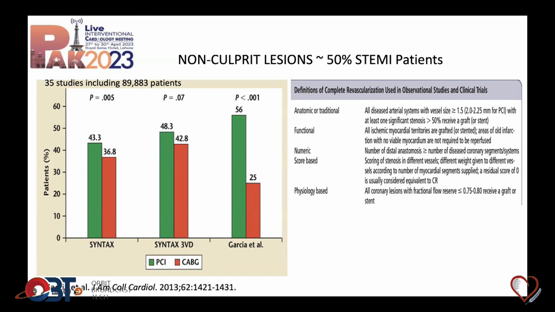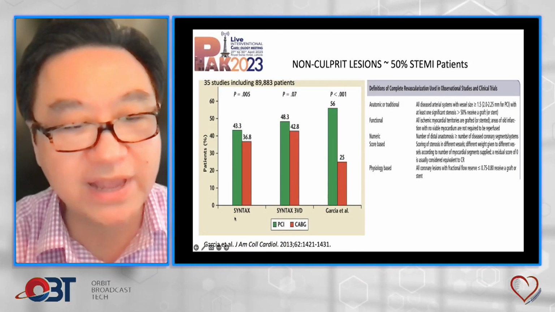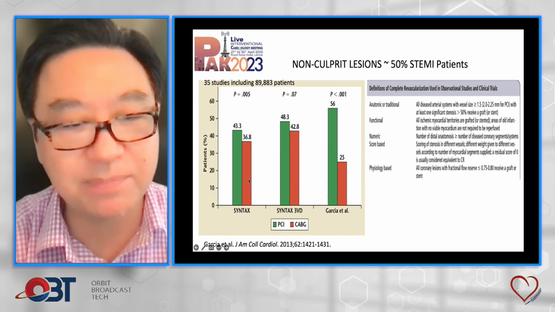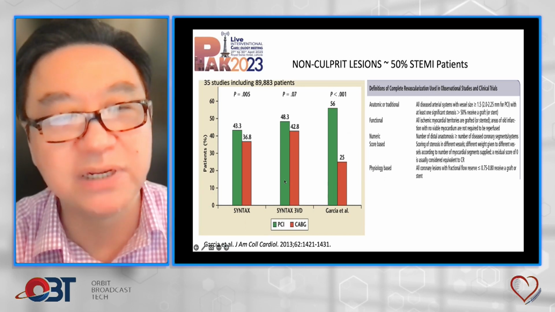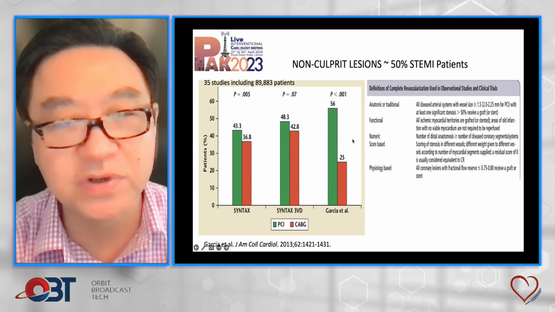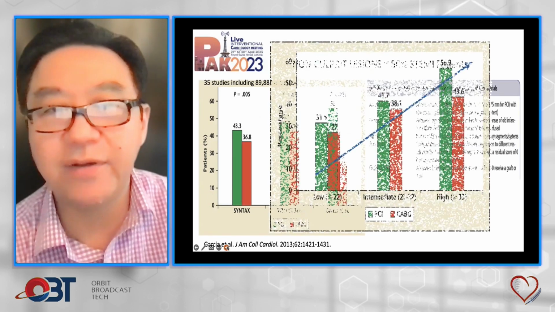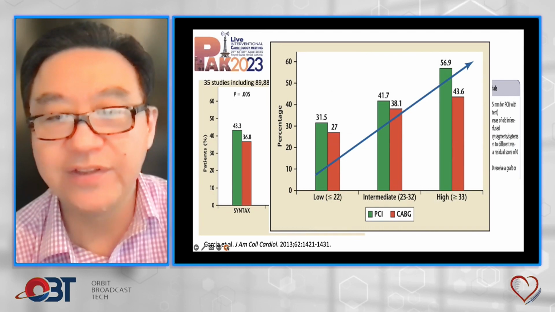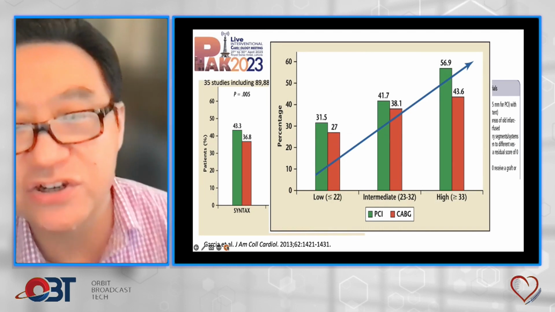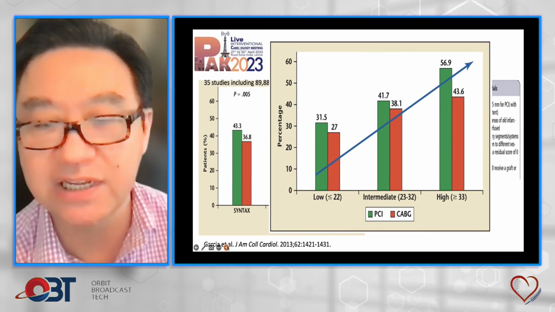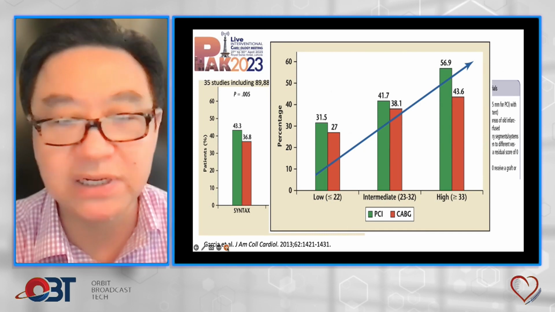I think we're talking about multi-vessel disease during STEMI, and so non-culprit lesions in up to 50% of STEMI patients. The definitions vary in the clinical studies and observational clinical trials. In the SYNTAX trial, the more complicated your SYNTAX anatomical score, the more likely PCI patients are to be incompletely revascularized. A meta-analysis of almost 90,000 patients also demonstrates that PCI is more likely to leave incomplete revascularization, particularly with CTOs or complex bifurcations.